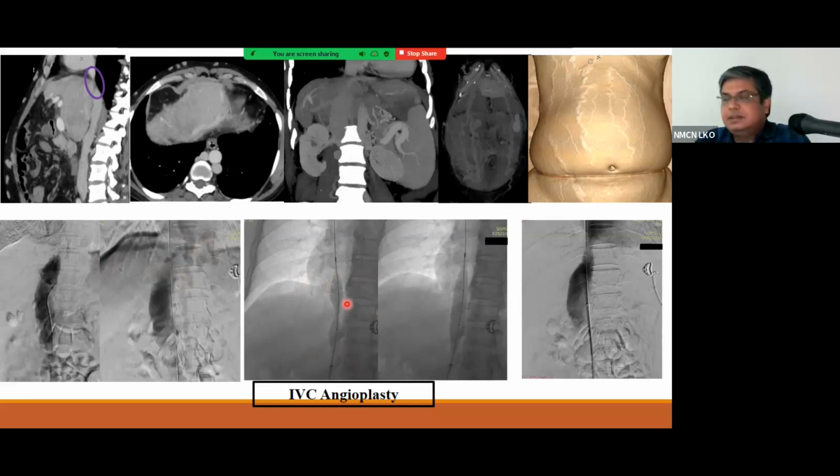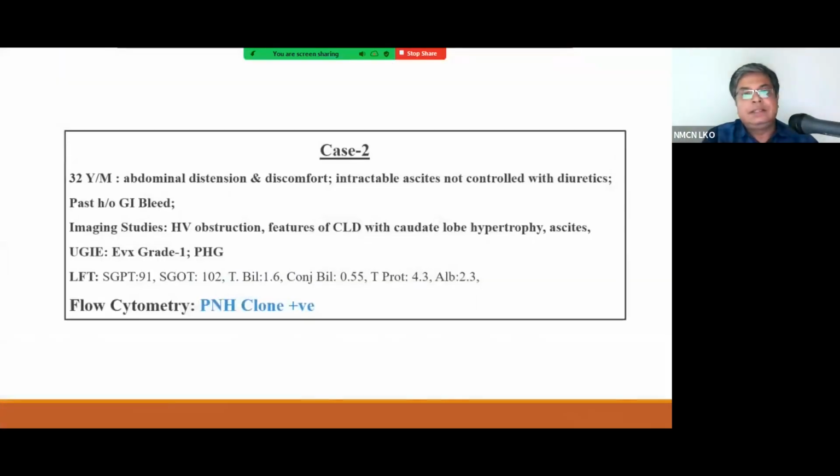So again, the stenotic segment is gradually navigated with the help of guide wire and catheter. And once it was crossed with guide wire and catheter, the catheter was placed across the stenotic segment. Serial balloon dilatation was done. And post angioplasty, we can see there is restoration of antegrade flow from IVC to heart with disappearance of collaterals. So this patient is doing well.